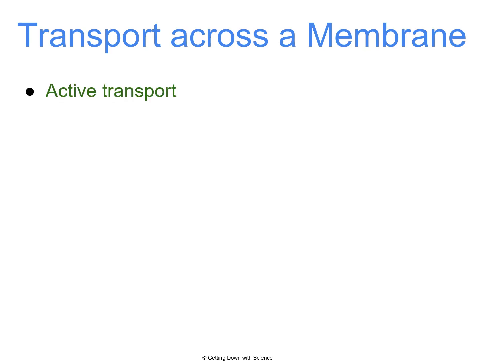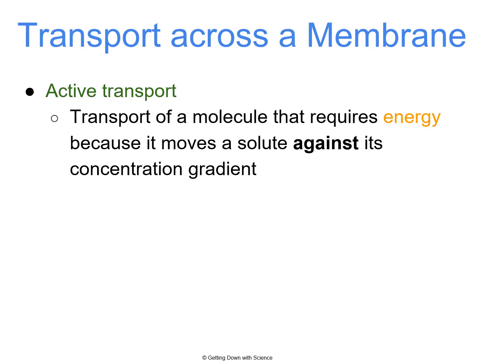All right, so now we're going to be talking about active transport. Remember earlier we said that transport is the movement of molecules across the cell membrane. There are two types of transport: passive transport and active transport. Passive transport does not require energy, and molecules always move from an area of high concentration to an area of low concentration. For active transport, this movement is against the concentration gradient, so it's moving not from high to low, but from low to high.